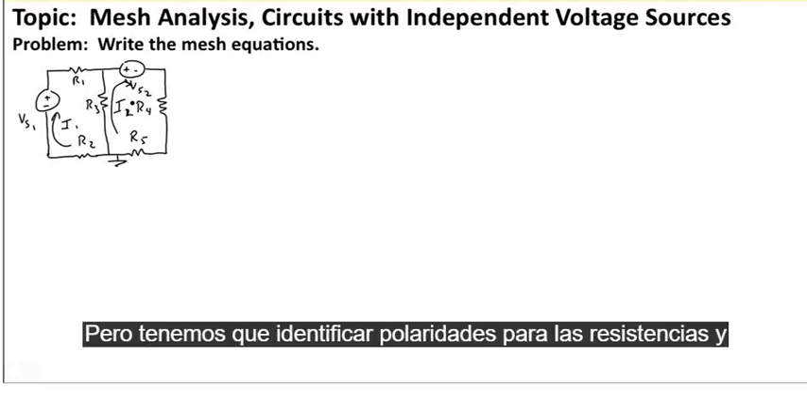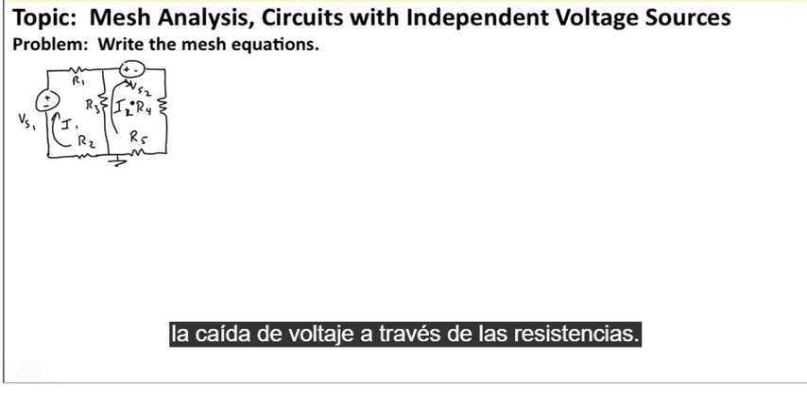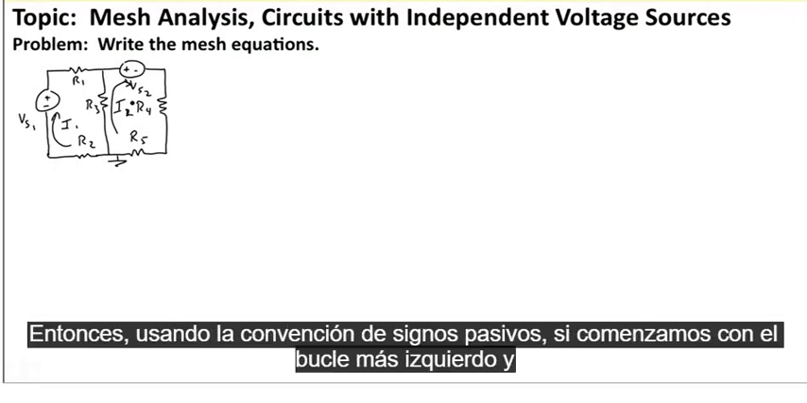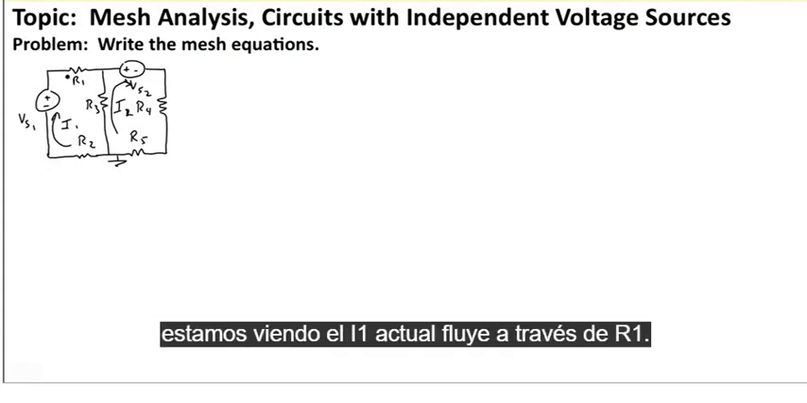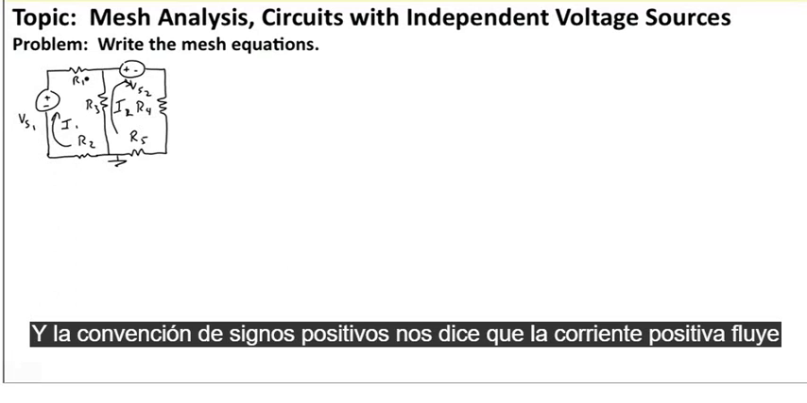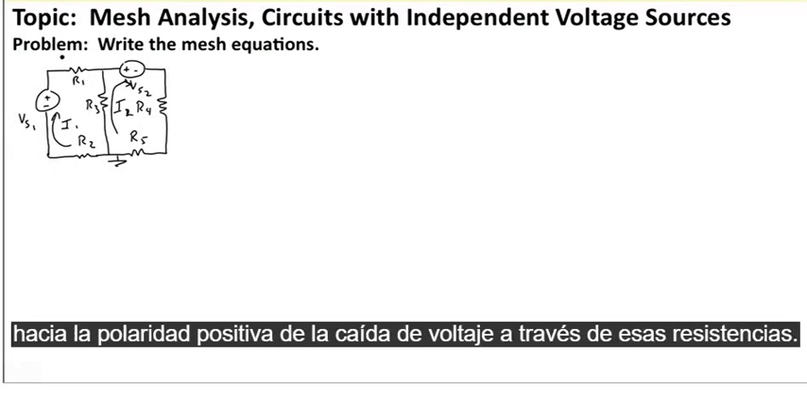But we have to identify polarities for the resistors and the voltage drops across the resistors. Using the passive sign convention, the passive sign convention tells us that positive current flows into the positive polarity of the voltage drop across a resistor.